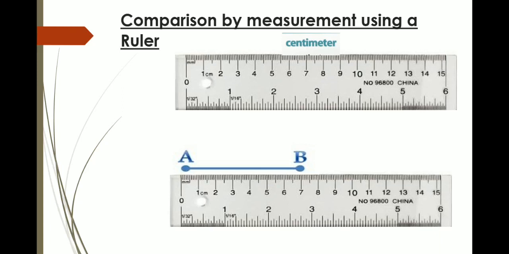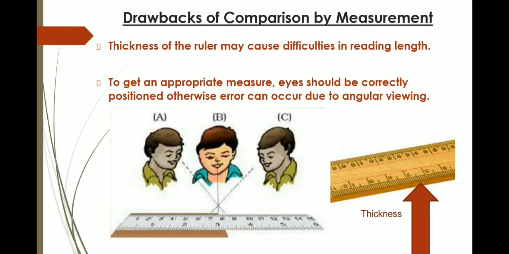To measure the line segment AB, place the 0 mark of the ruler at point A. Read the mark against B. This gives the length of line segment AB as 7 cm. Drawbacks of comparison by measurement. Thickness of the ruler may cause difficulties in reading length. To get an appropriate measure, eyes should be correctly positioned, otherwise error can occur due to angular viewing.